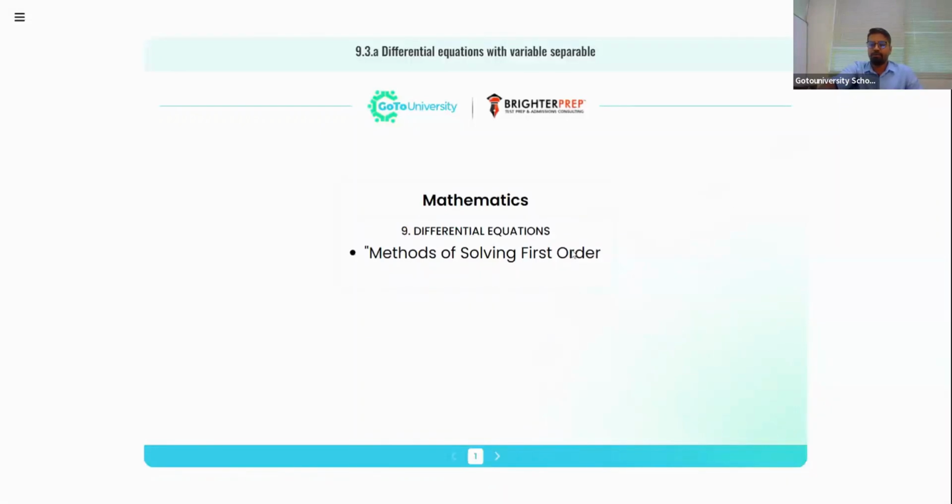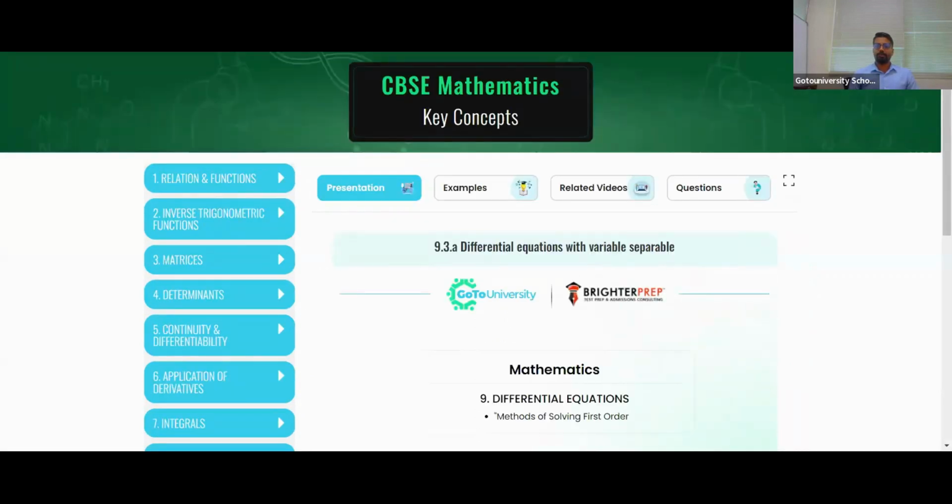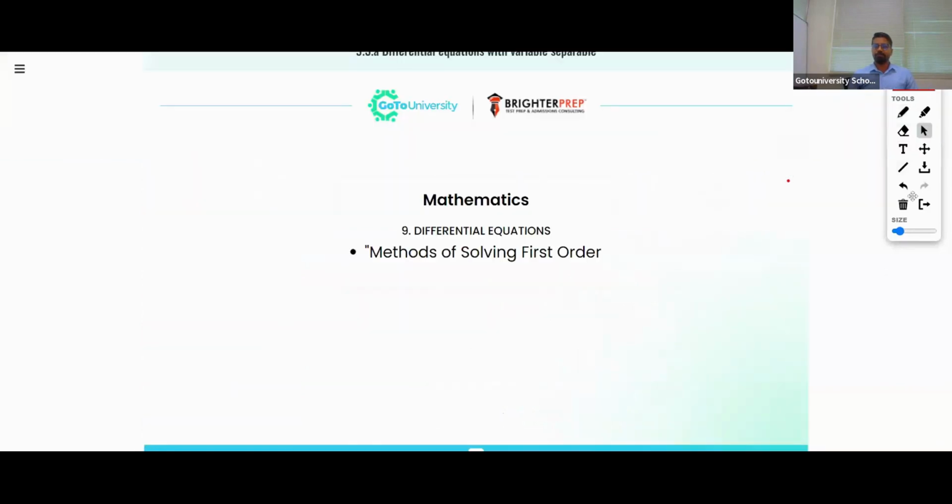So, methods of solving a first order differential equation. In our syllabus, we are only solving a differential equation of which order? First order only. Okay, so keep it in mind. We are only solving a differential equation of the first order only. Anything beyond that is not in our syllabus. So we only discuss first order.